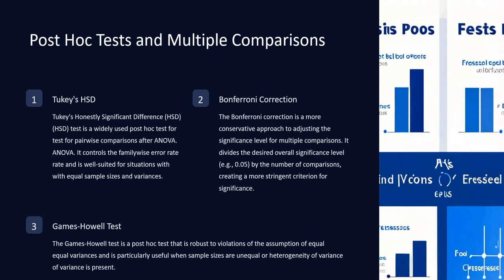And the Games-Howell test is a post hoc test that is robust to violations of the assumption of equal variance, and is particularly used when the sample sizes are unequal or heterogeneously distributed. Suppose you are working in the state of Tripura, so you collect data from the different districts. Suppose there are 8 districts, and the population of West district is much higher than North or Dhalai, so naturally you will take much more data.